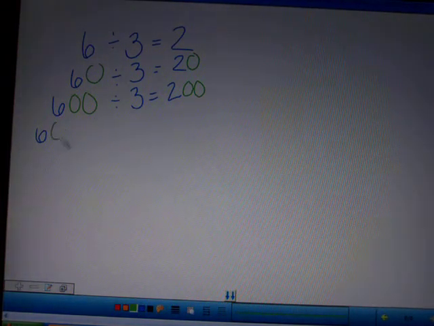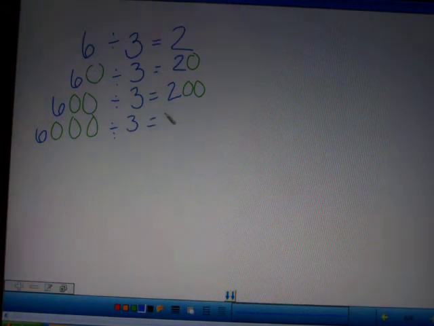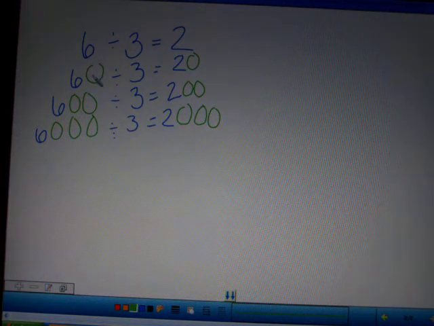So now all of a sudden I've got 6,000 divided by 3. What would you guess this one to be? 2,000. And I could keep going on and on this way. So if I change the number in the dividend, that will change the number in my quotient, always by a group of 10.